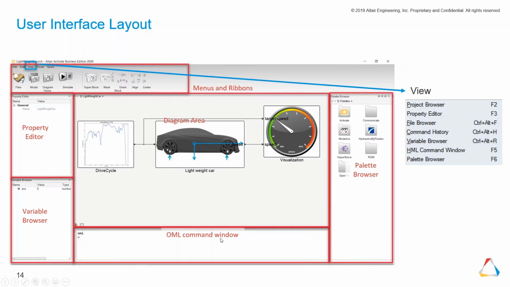The OML command window is basically a console where you can manipulate or change or do some processing on your data which has been generated by a simulation. And the palette browser on the right hand is, of course, where you get your blocks from. You can just select blocks, drag and drop them into the diagram area where you will do your modeling. On the left hand, another very important browser is the variable browser. This is where all your data which has been generated by the simulation will be stored and also will be accessible, and you can make it visible.